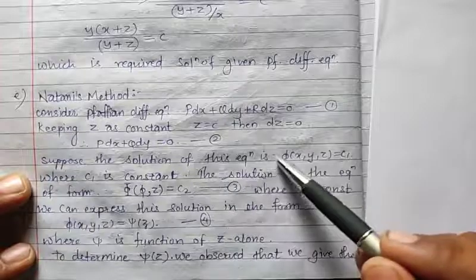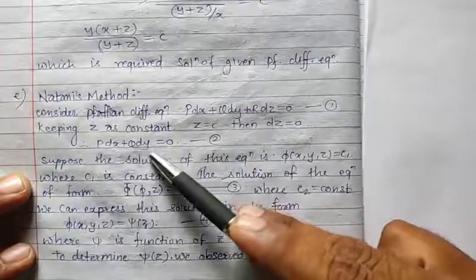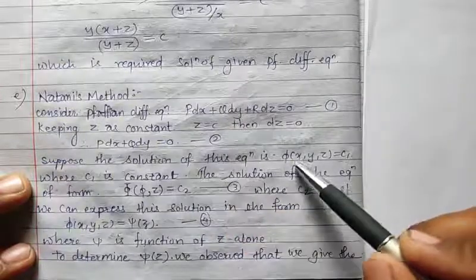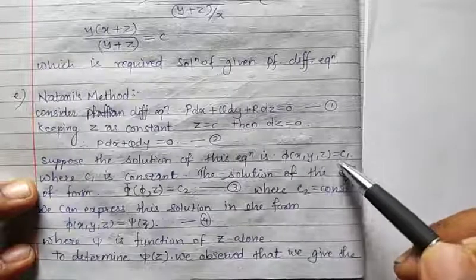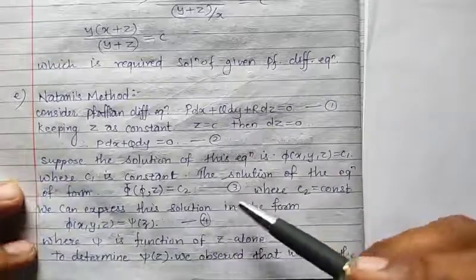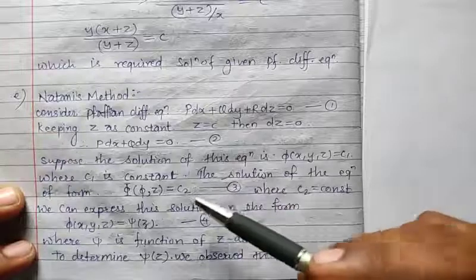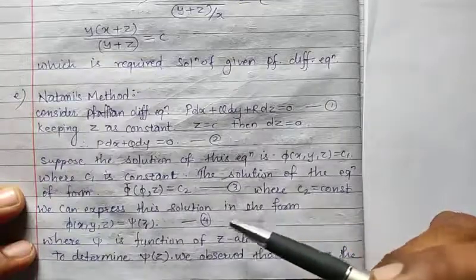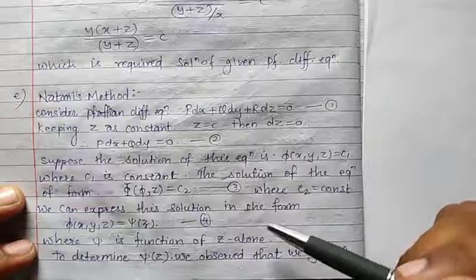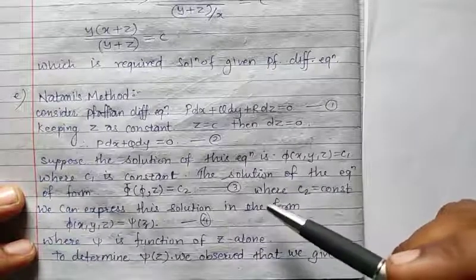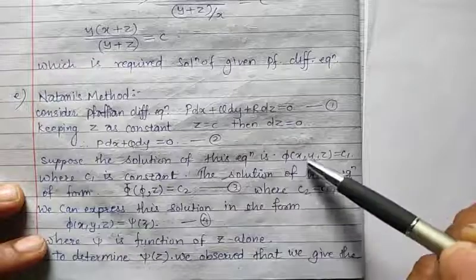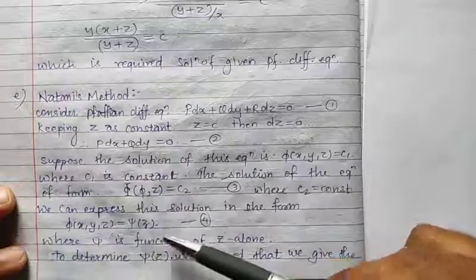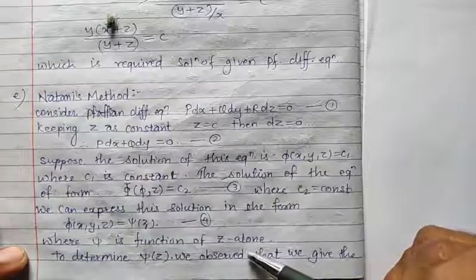Why is this phi of x, y, z? Because P and Q are functions of x, y, z, that's why we get phi of x, y, z equal to c1, where c1 is the constant. So the solution is of the form capital Phi of x, y, z equal to c2, call this equation 3, where c2 is the constant. We can express this solution in the form phi of x, y, z equal to psi of z, where psi is a function of z alone.